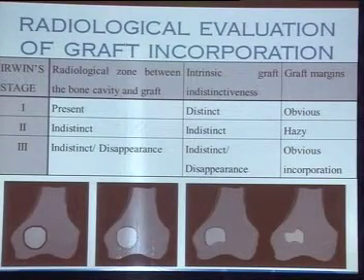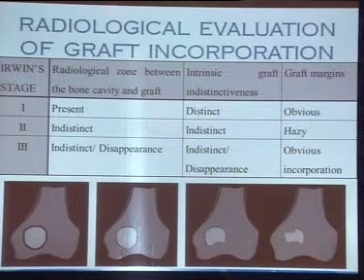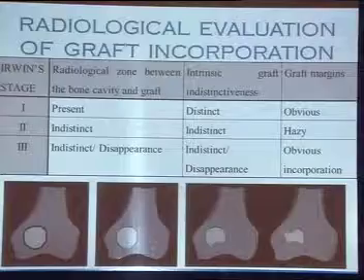The radiological evaluation of graft incorporation was done according to Irwin's criteria, which included 3 parameters: the radiological zone between the bone cavity and the graft, the intrinsic graft indistinctiveness, and the graft margins.